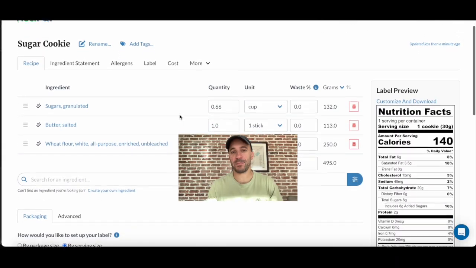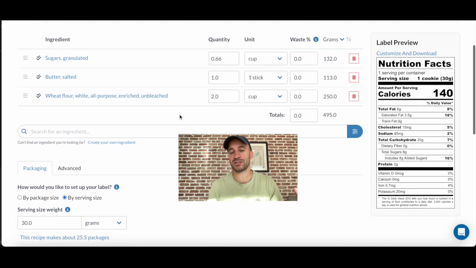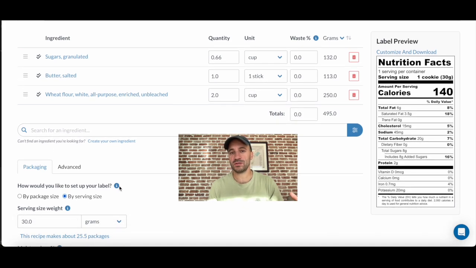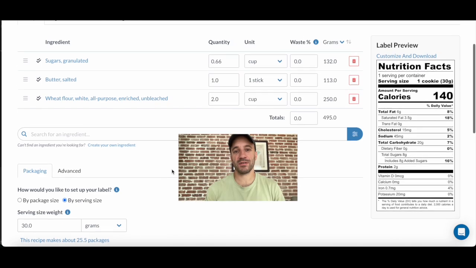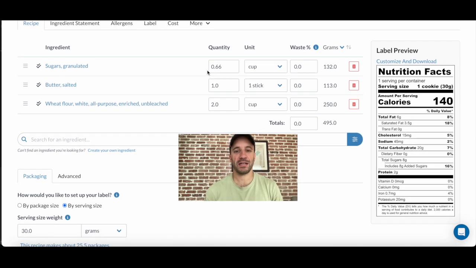Now, this can happen if you set your recipe up by serving size weight. When you choose this option, it's taking the proportions of the ingredients of your recipe and scaling the nutrition to the weight of a serving. Here we have a simple sugar cookie recipe made up of sugar, butter, and flour, and it's set up by serving size weight. So regardless of how you change the amount of ingredients in the recipe, the nutrition will always be based on 30 grams worth of that recipe.